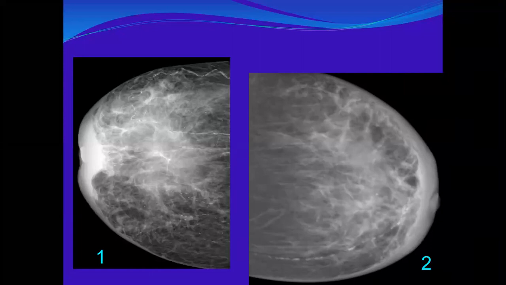Both are suspicious, but the right one is more suspicious. I agree with you. The right one is more suspicious because there is distortion and there is some tethering. See, there is a layer of distortion and some tethering. You see, I'm pulling the areolar skin, and there is significantly more thickening. I think both are malignancy.